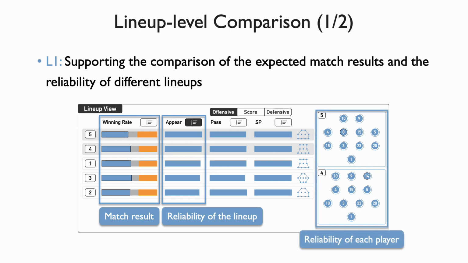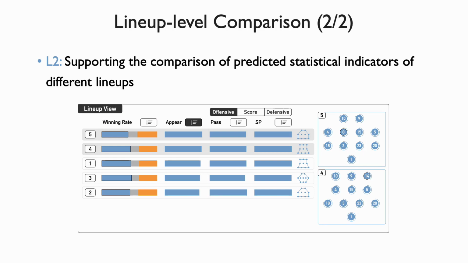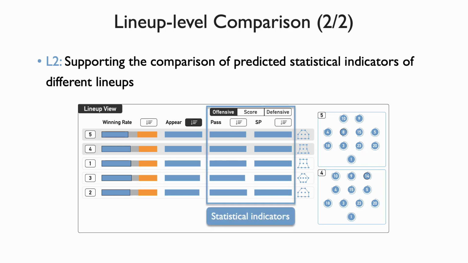Besides, users can click to show the thumbnails of the lineups to present the lineup details and the confidence score of each player. The candidate lineup list also provides the predicted statistic indicators for each lineup to help evaluate whether the tactical characteristics of the lineup meet their expectations and facilitate the choice of suitable match strategies.